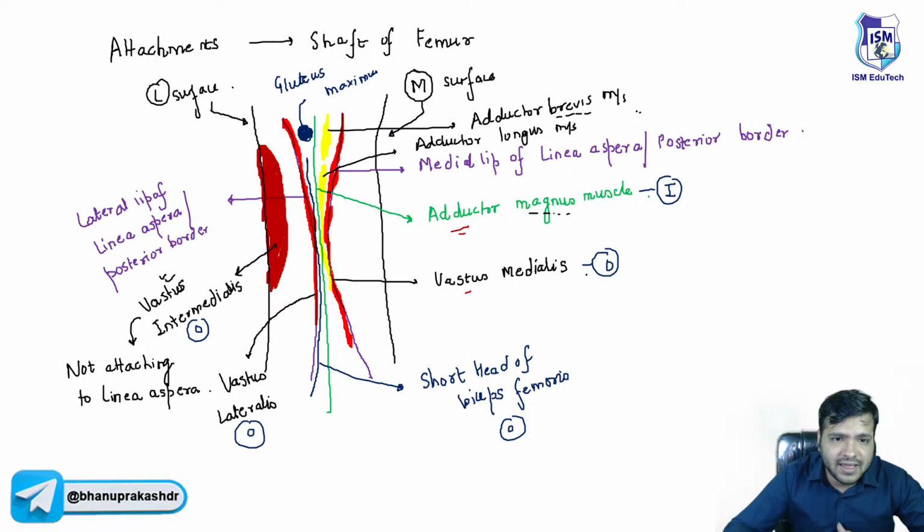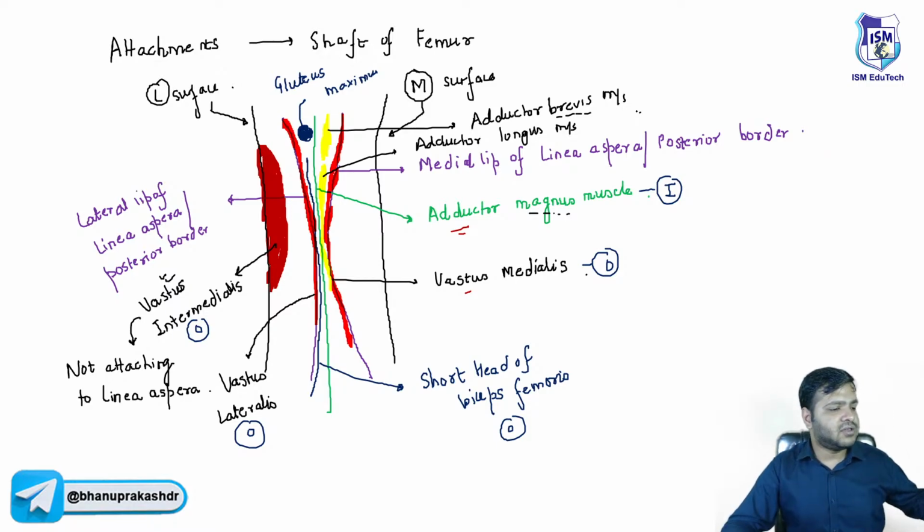Okay, it is also like from the gluteal tuberosity to the linea aspera, that is the extension. I hope this is clear beta. The attachments are clear for the shaft region.